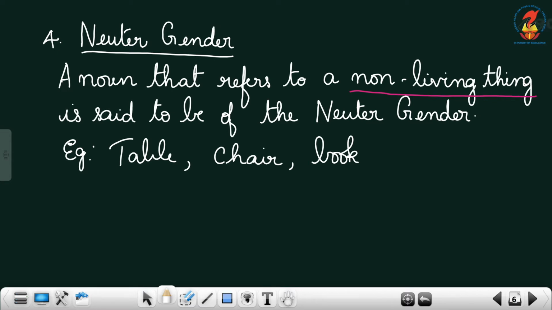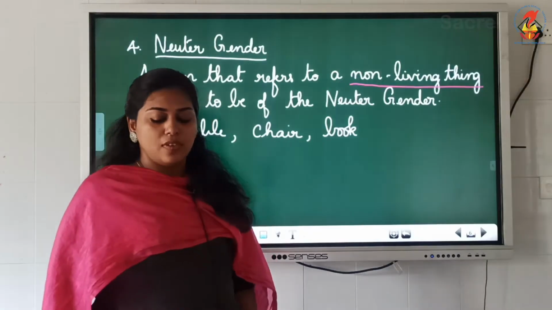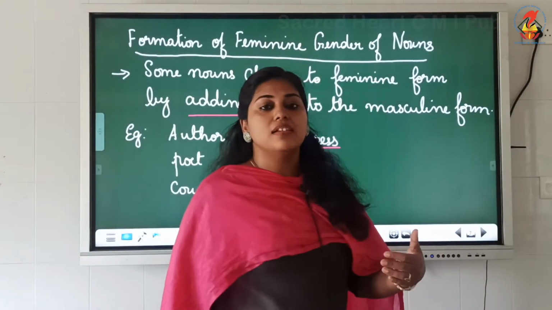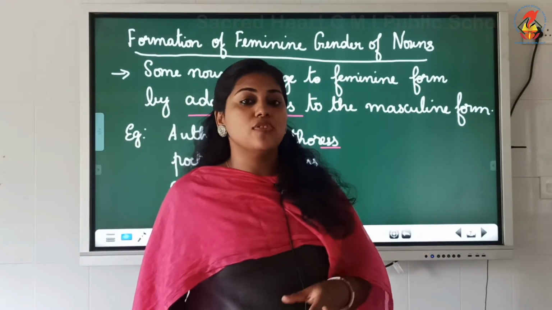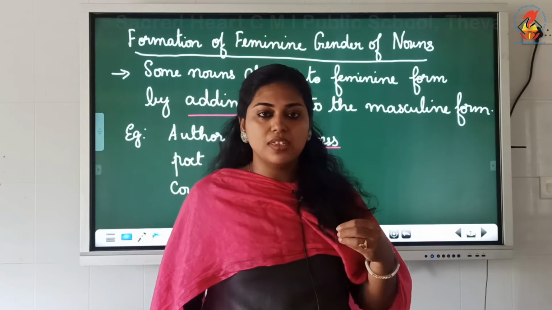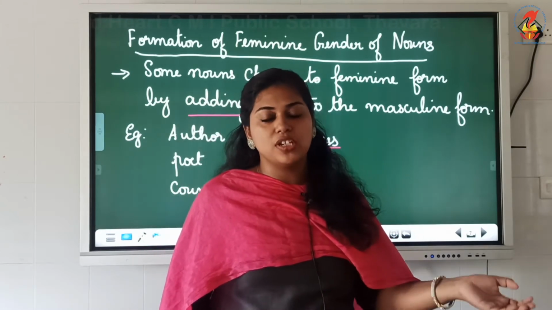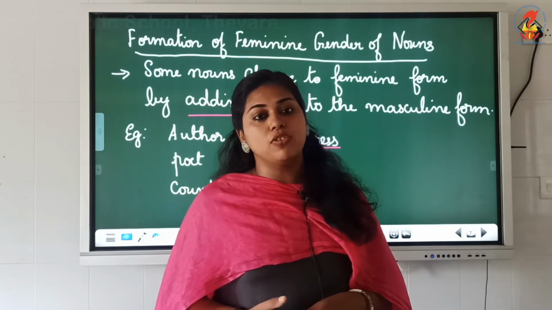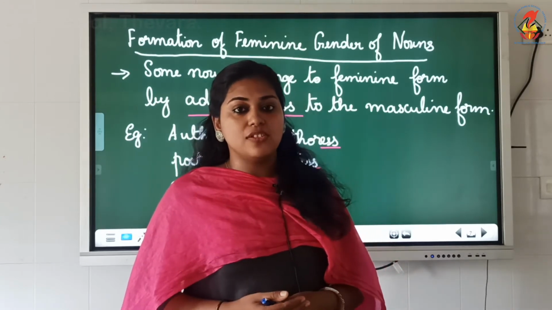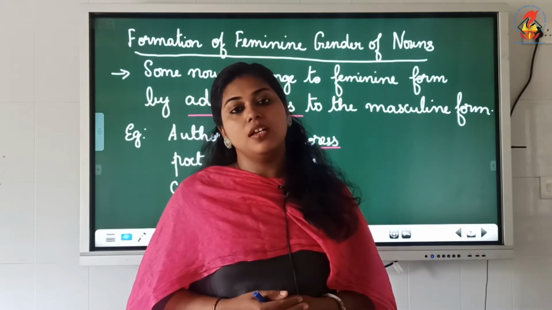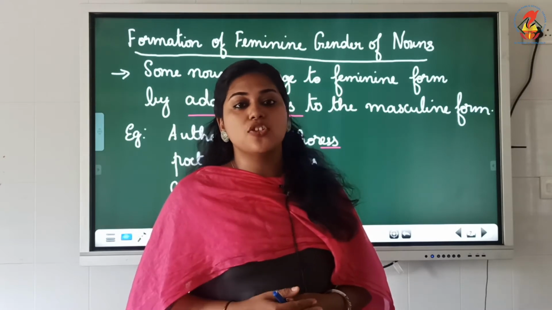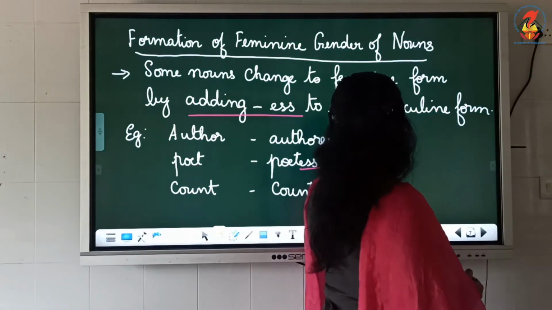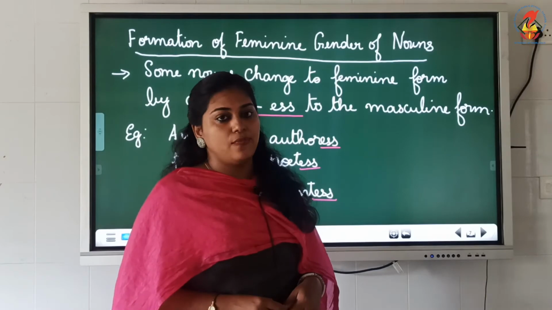Example, table, chair, book. Now we need to know how we can write a masculine gender into a feminine form. There are some things that we have to keep in mind before changing into feminine form, because in your question paper you'll be given a masculine gender and will be asked to write it in a feminine form. So for that you need to know how we can write it in feminine form, what are the rules that we have to keep in mind before changing into feminine form.